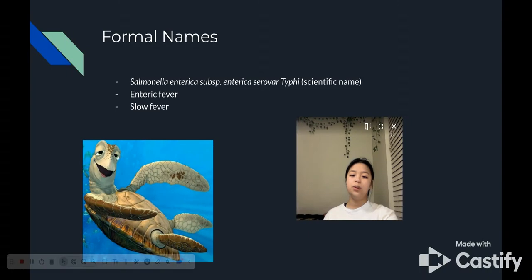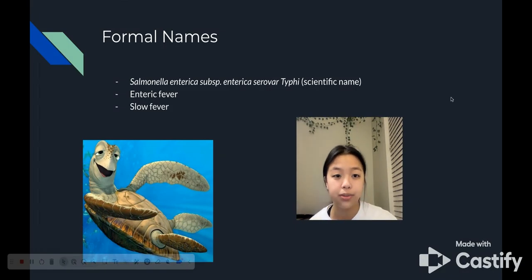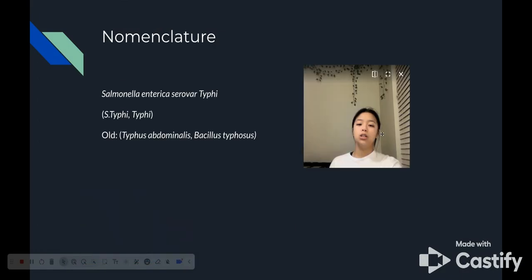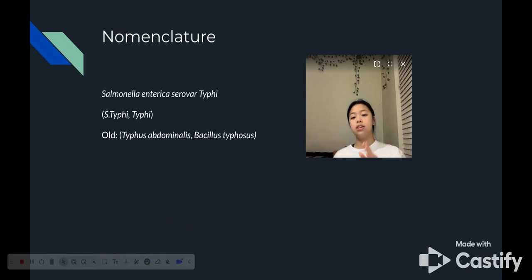So, for typhoid fever, we have our scientific name, which is Salmonella enterica subspecies enterica serovar Typhi, otherwise known as enteric fever or slow fever. For our nomenclature, we're going to have Salmonella enterica serovar Typhi, or S. Typhi, or just Typhi. An older name for this would be Typhus abdominalis or Bacillus typhosus. These names might seem weird, but I assure you they're supposed to be capitalized.